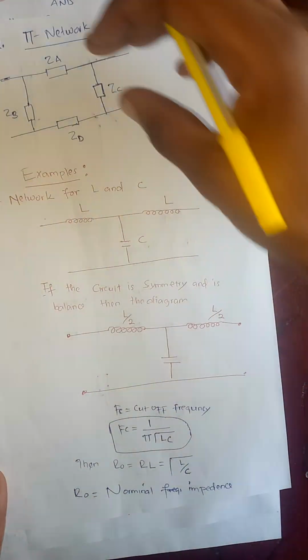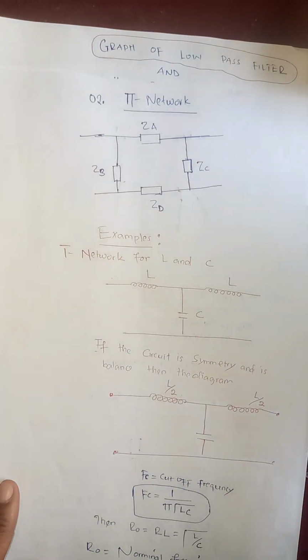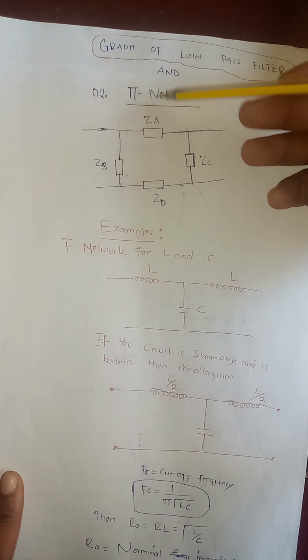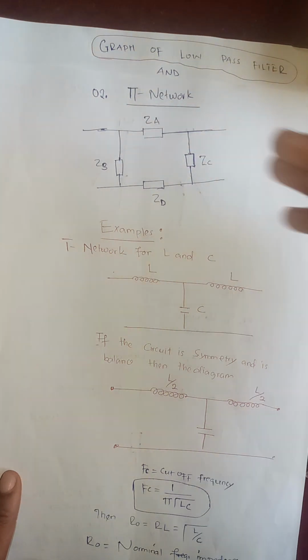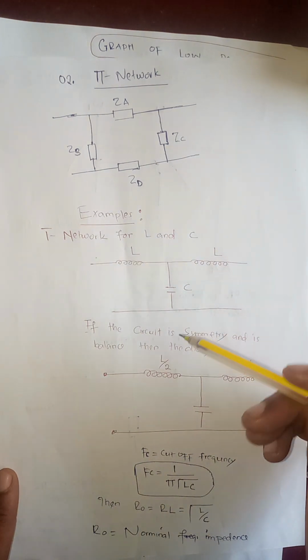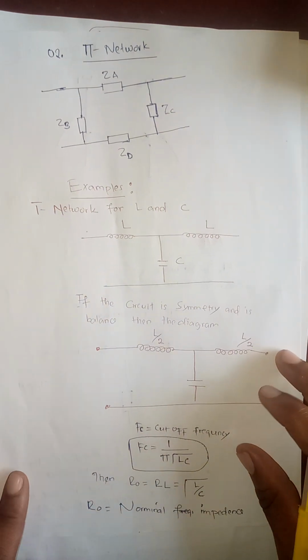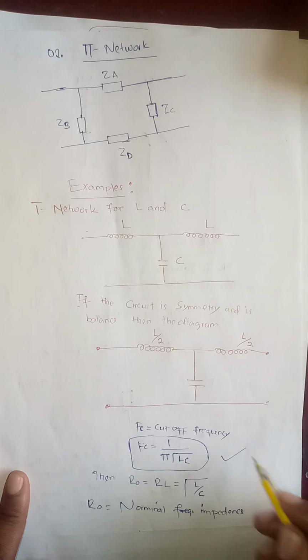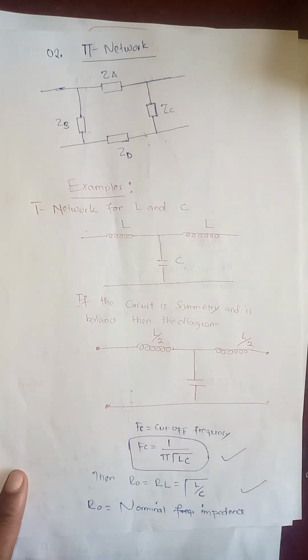Now you can check the case of pi. This is a pi. It has the form of pi. Now you can check more examples of T network and pi network, but not this formula. This and this one you can use later.